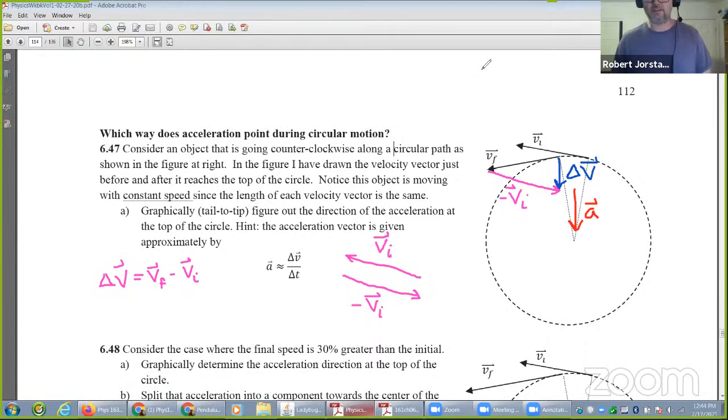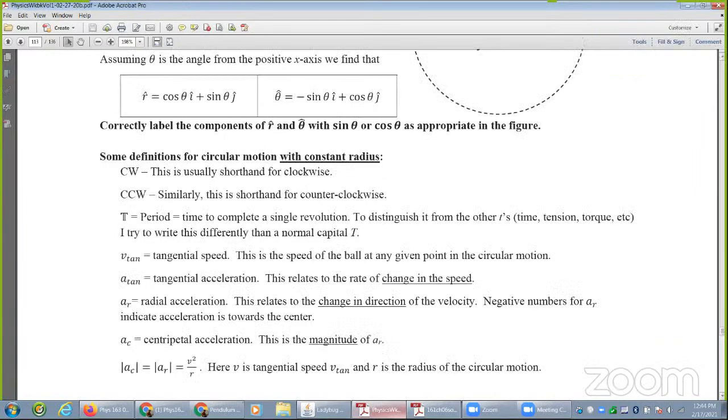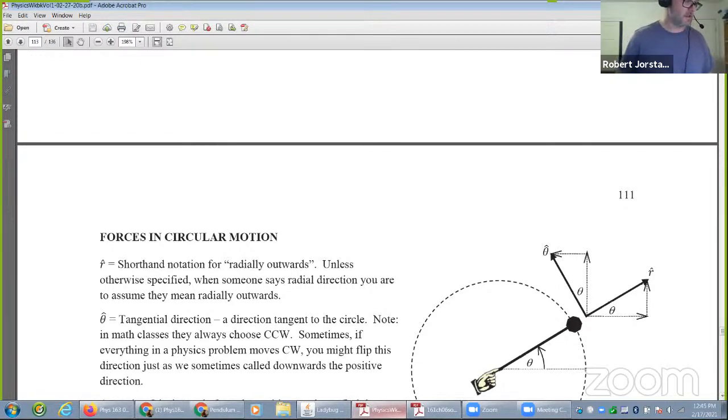All right. Let's go back and look at some of these definitions now on page 111. What does that mean when you say the acceleration is towards the middle? Like it's just like in a graph or something? Let me show you something here. No, it points towards the center of the circle.